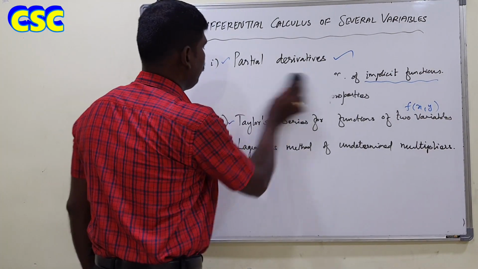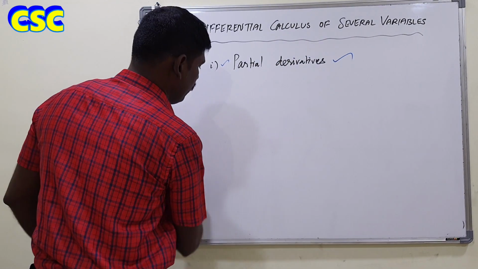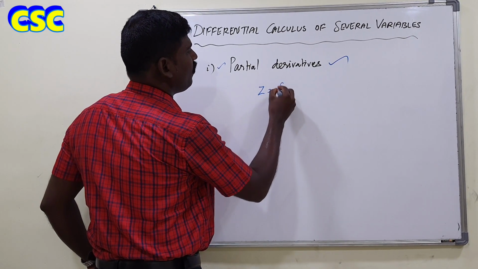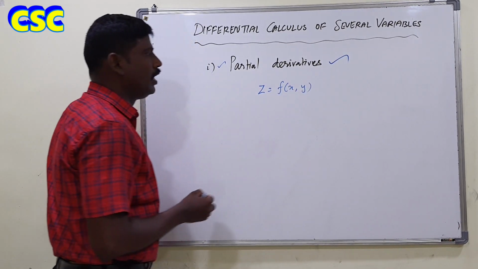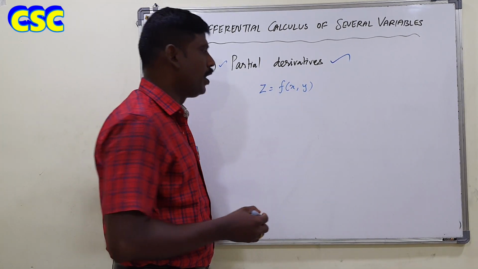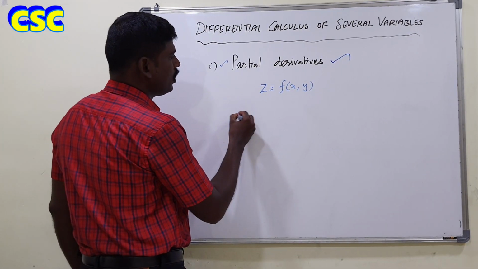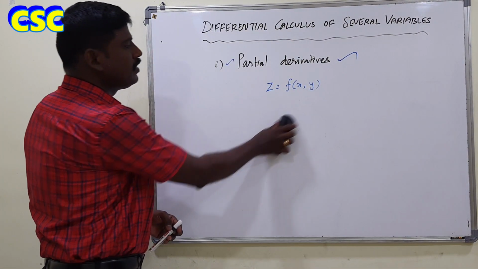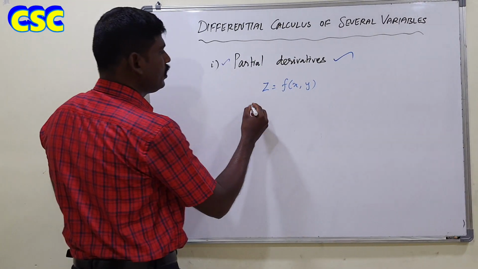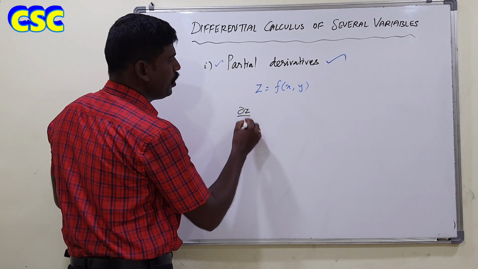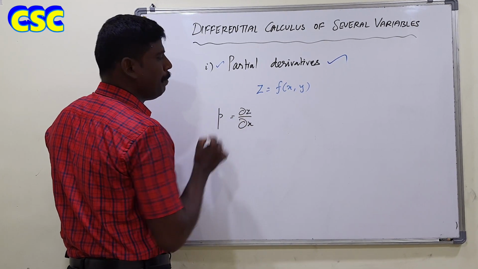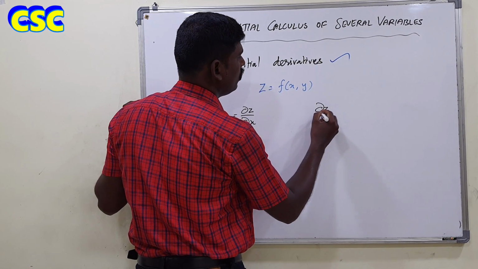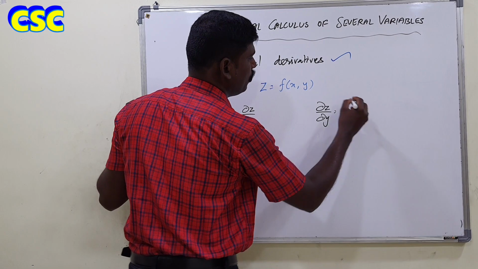Partial derivatives. What do you mean by partial derivatives? Suppose a given function is in the form of two variables, f of x comma y. Let z is equal to a function of x and y. Then what is dou z by dou x? Differentiate z with respect to x partially. Dou z by dou x can be taken as p, small p. Differentiate with respect to y, dou z by dou y is equal to q.